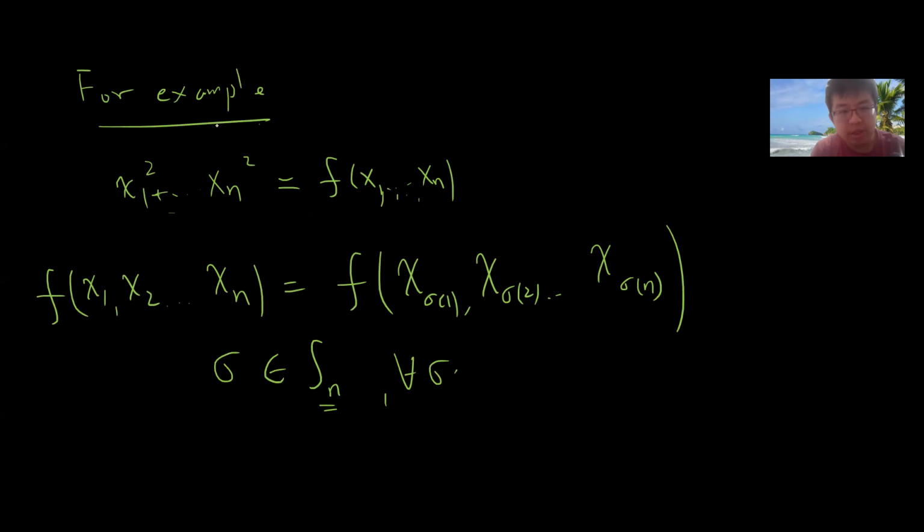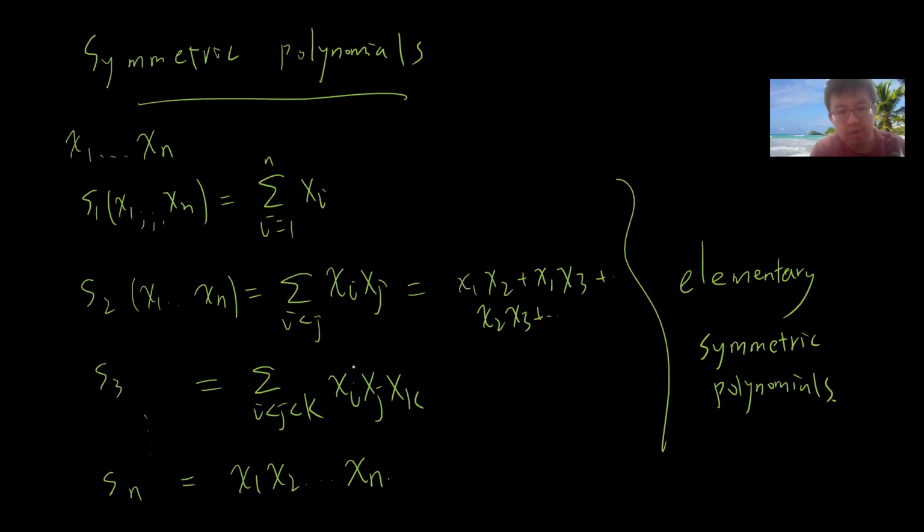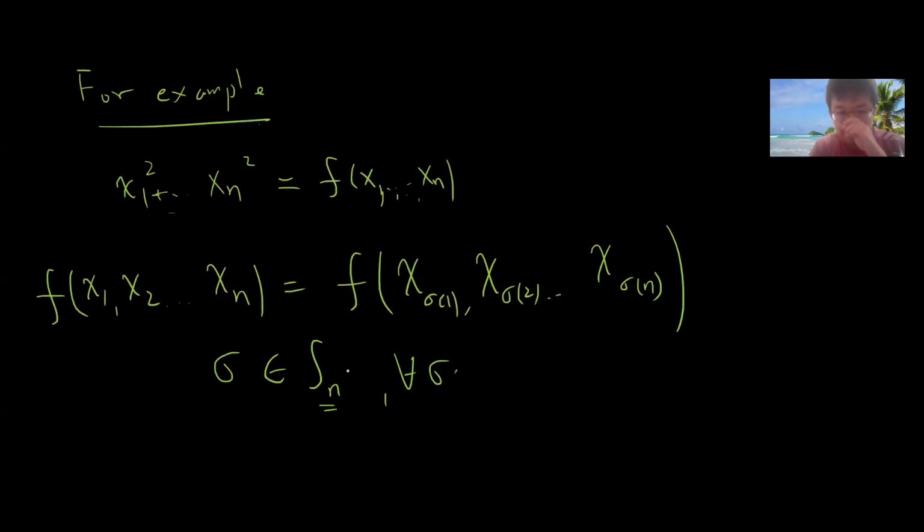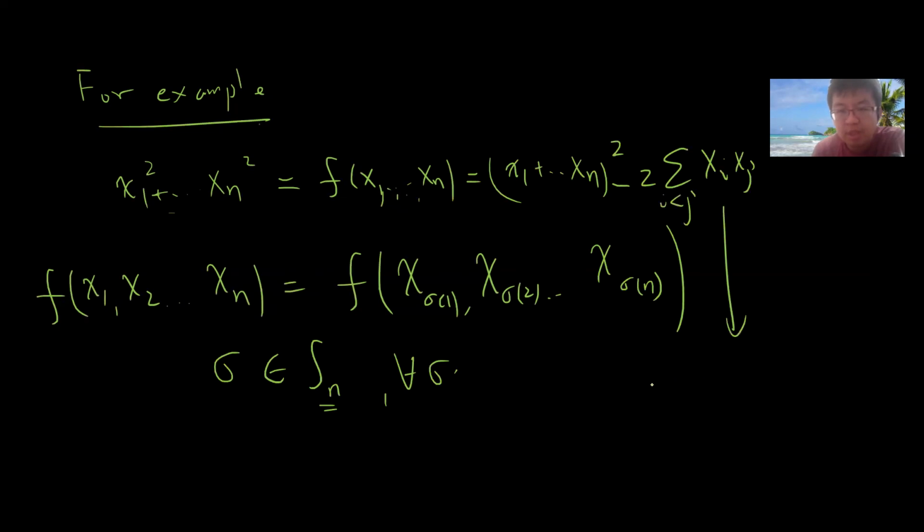But notice that this f is not the same as any particular elementary symmetric polynomial. Obviously, you can write this as (x1 + ... + xn) squared minus 2 times the pairwise products. So you can write this as s1 squared minus 2 s2.